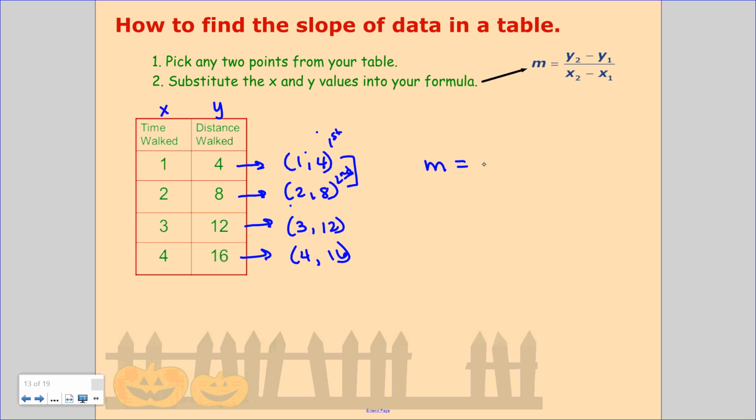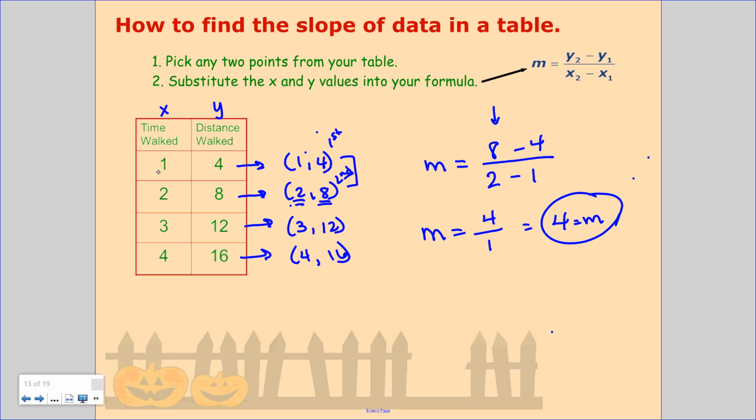So if I make my change in y's and I write 8 minus 4, I'm subtracting 8 minus 4. These are my y's. What's important in the denominator is that since I pulled from the second point first, I need to start with 2 first in the denominator and do 2 minus 1. That's the biggest thing with slope formula, is always just pulling from the same point first. So you can see 8 and 2 come from the same point, and they are first in my slope formula. So from here, 8 minus 4 is 4, 2 minus 1 is 1, so we have a slope of 4 for this set of data.